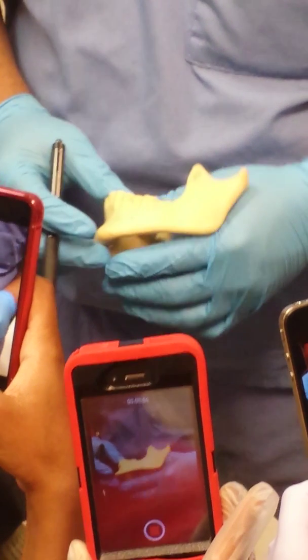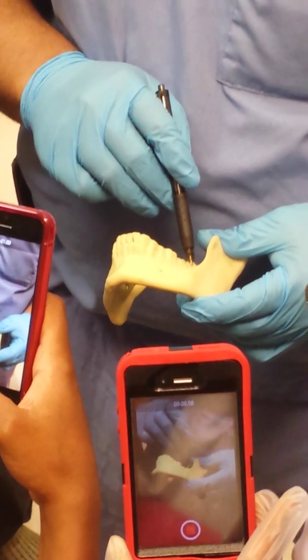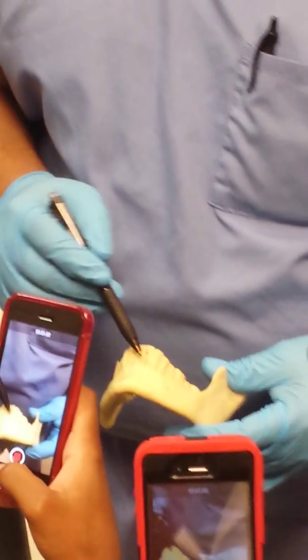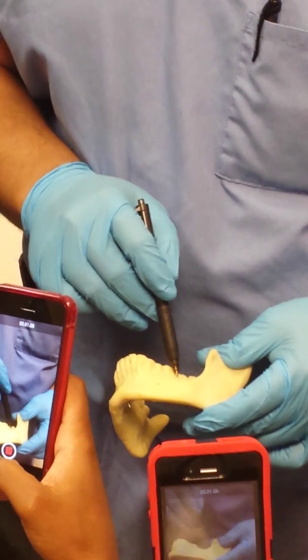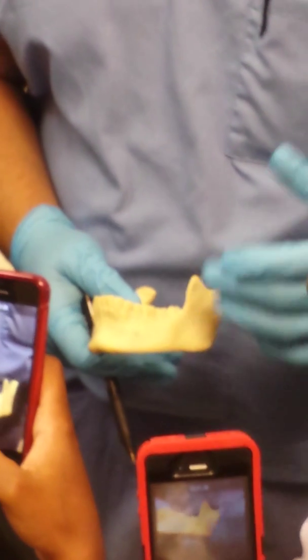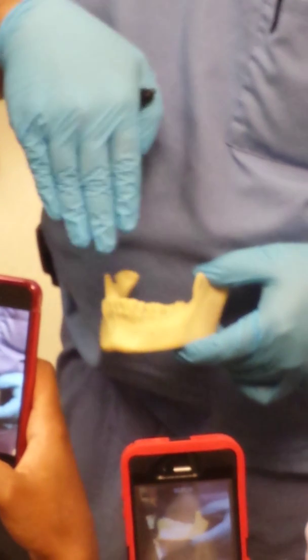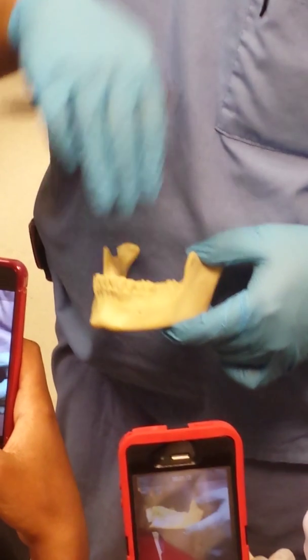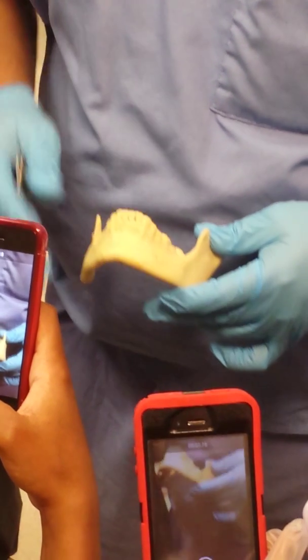As we turn it to the side this way, we'll see that we have this area where the teeth connect to the mandible, and this, of course, is called the alveolar margin, because alveoli means sac. In fact, it's a margin of sacs or depressions in which the teeth actually fit inside. So that's the alveolar margin right there.